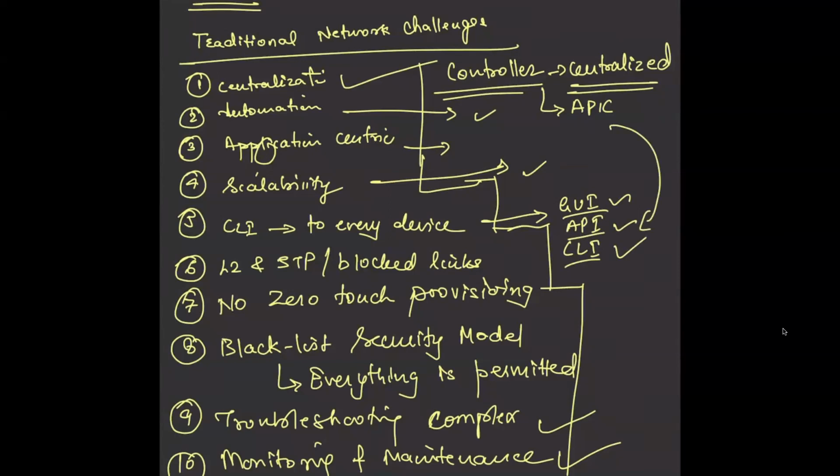Then your ACI devices are connected to each other with the L3 links, so there is no L2, okay, no L2, no STP.